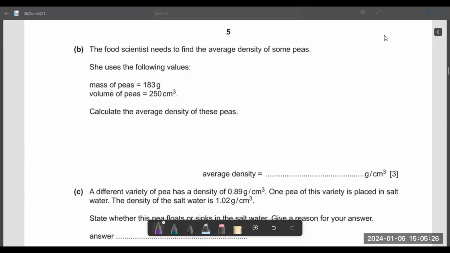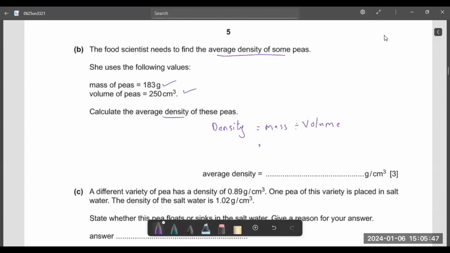Next, the food scientist needs to find the average density of some peas. She uses the following values. Mass is given, volume is given. So density can be found by: density is equal to mass divided by volume.